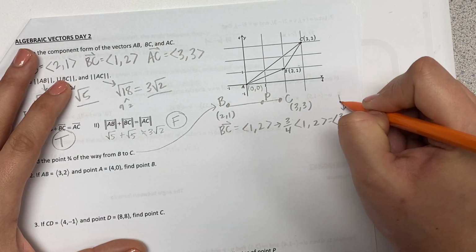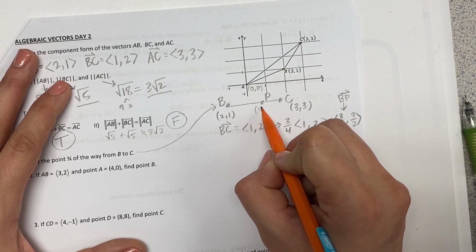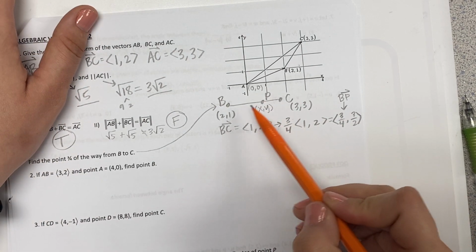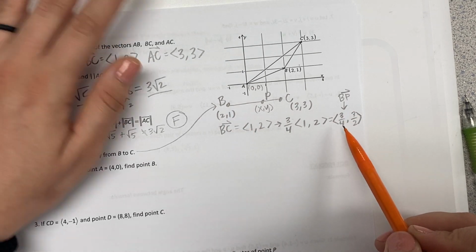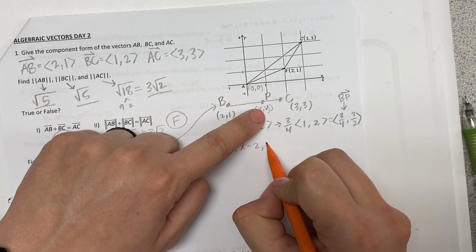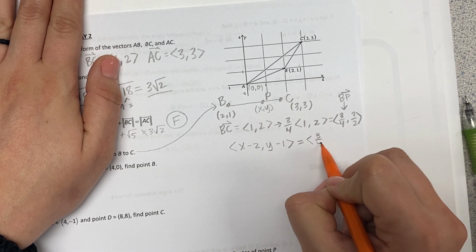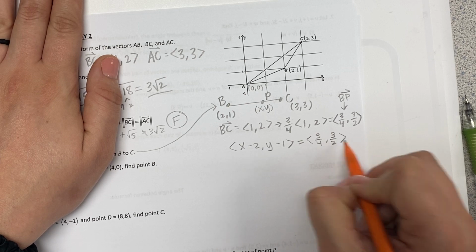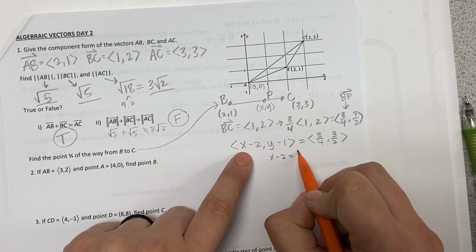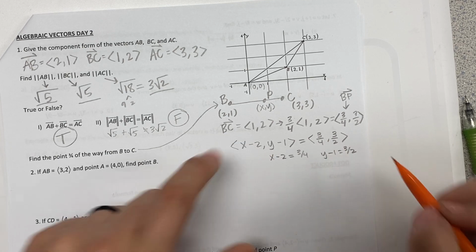So this is BP, that's the vector here. But I'm trying to figure out P. So I know that P is x, y because I'm going to solve for x and y. This is where we do the second one minus the first one, and it has to equal this. So x minus 2, y minus 1 equals 3/4, 3/2. Let's separate it. x minus 2 equals 3/4. y minus 1 equals 3/2.